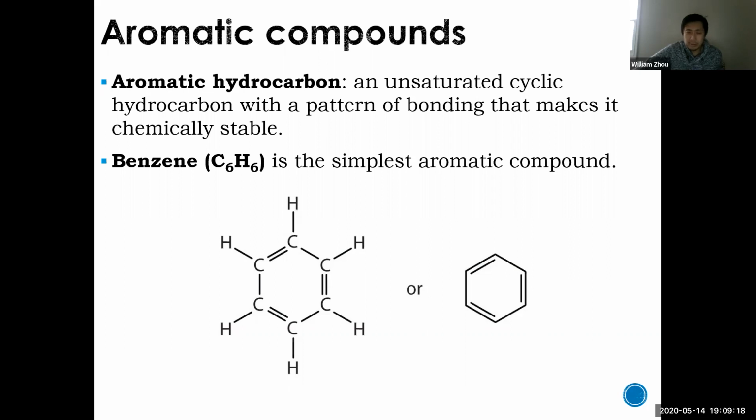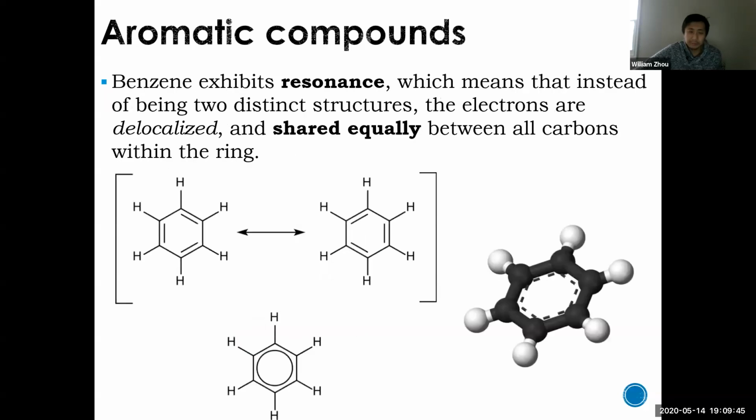Okay, that's weird. If you look at the structure of benzene, the simplified structure is the one on the right. You omit all the hydrogen, that's the skeleton. It looks like a sad face. You see alternating double bonds for a total of 3 double bonds, right? So shouldn't there be 3 short bonds and 3 long bonds? Actually, no, because benzene is able to display resonance.